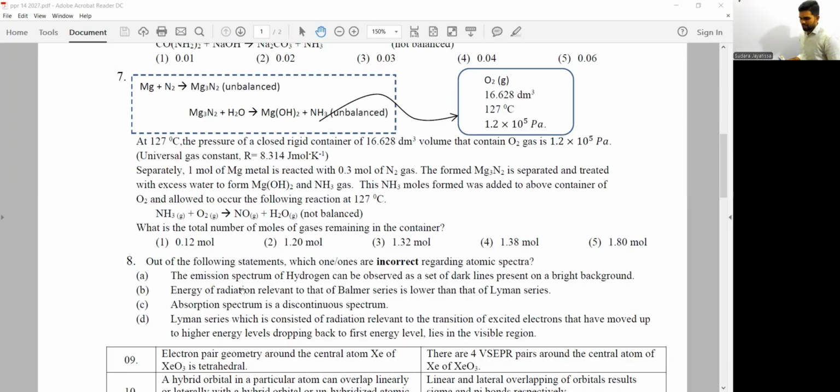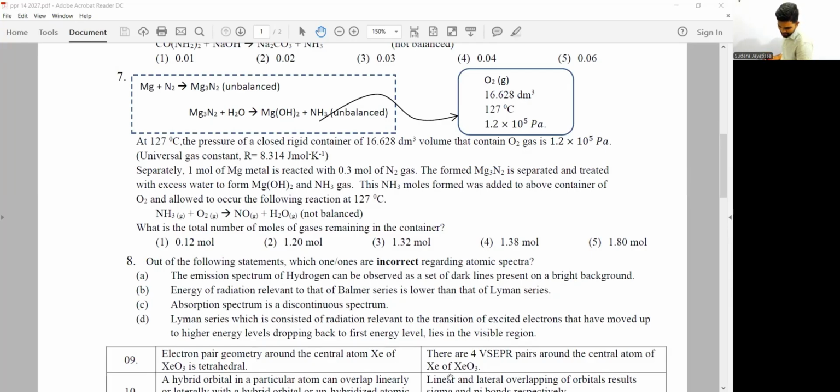Right, so here also we have one limiting reactant question, and it is a little bit complex. We will see how to get the answer. Magnesium and N2 react to form Mg3N2. You can add water to Mg3N2 to form magnesium hydroxide and ammonia. The ammonia reacts with a sample of oxygen kept at a certain volume and temperature, and separately 1 mole of magnesium metal is reacted with 0.3 moles of N2. The formed magnesium nitride is then treated, and they are telling the rest of the details.